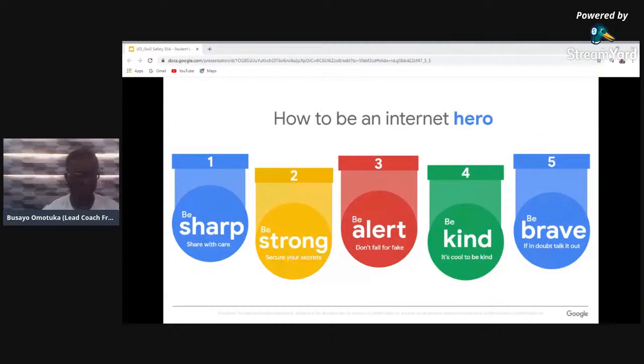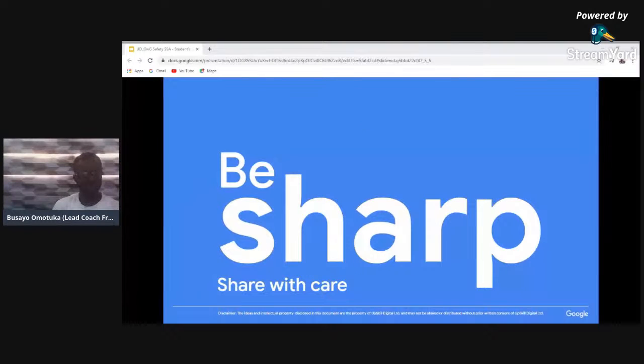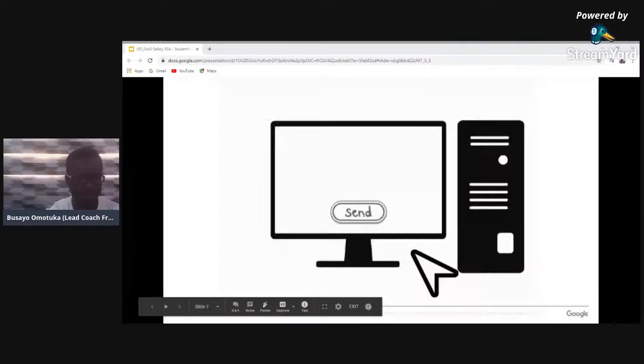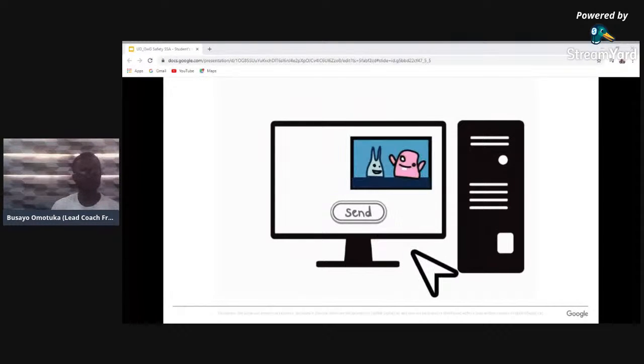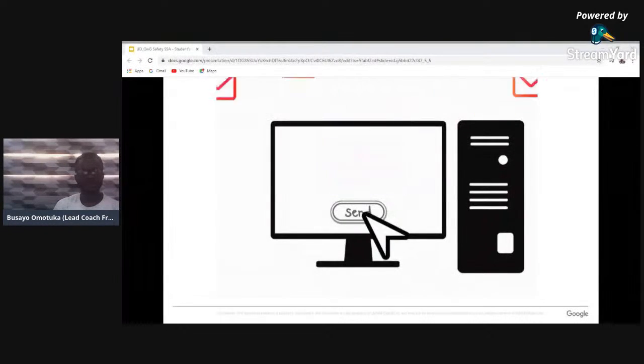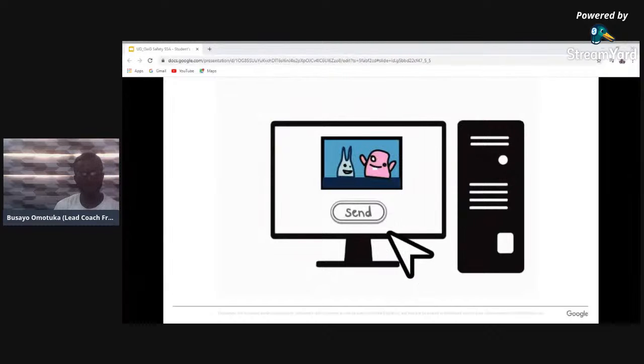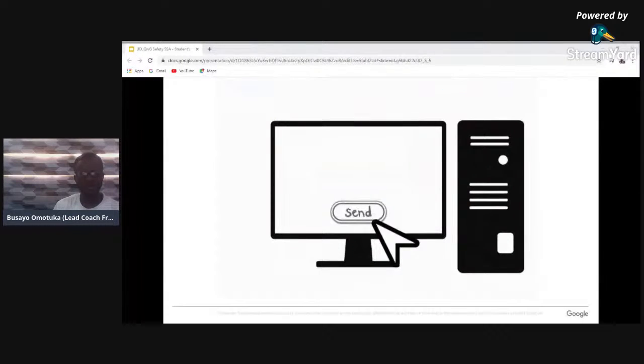So let's move to the next slide and let's start looking at the five characteristics of how to be an internet hero. Let's look at them one after the other. So we start with be sharp and share with care. Right. So when we're on the internet, or when our little ones are on the internet, as a teacher, we want to guide them on how to share with care.